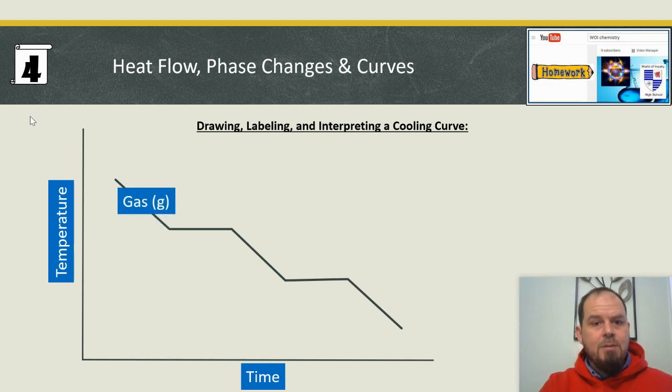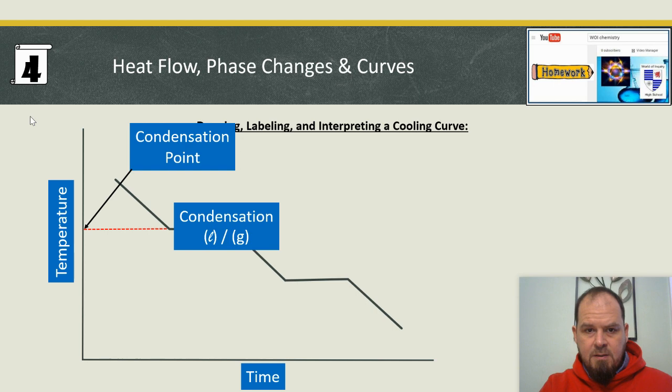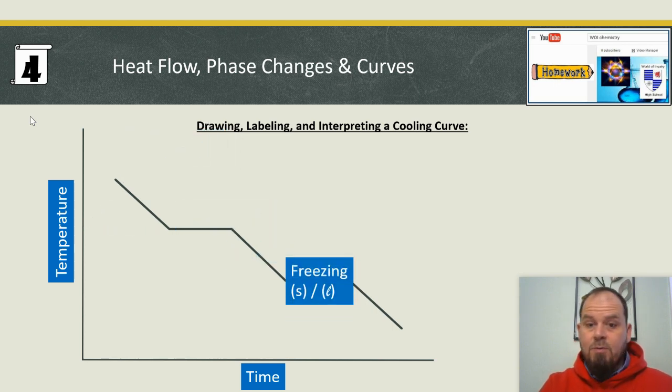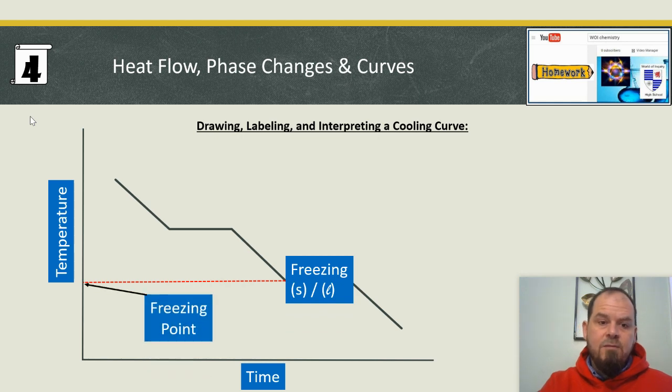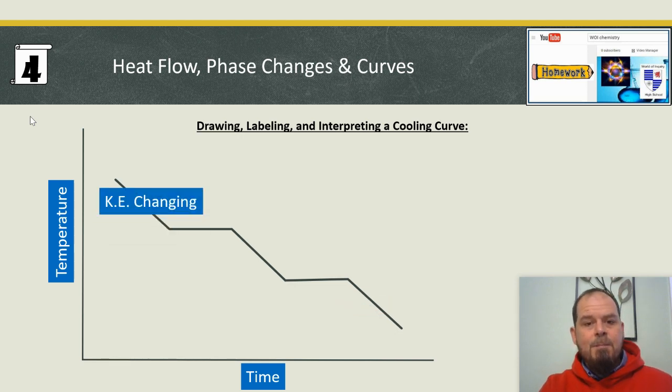We are cooling, so we'll start with the gas. Then we'll go to the phase change, which is condensation. And this would be the condensation point. The middle slant, again, will be liquid. Sorry, I went through that fast. Getting to the freezing point, which is now the cooling curve version of solid to liquid. And then we've got solid. And again, at all three slants, the kinetic energy is going to be changing.